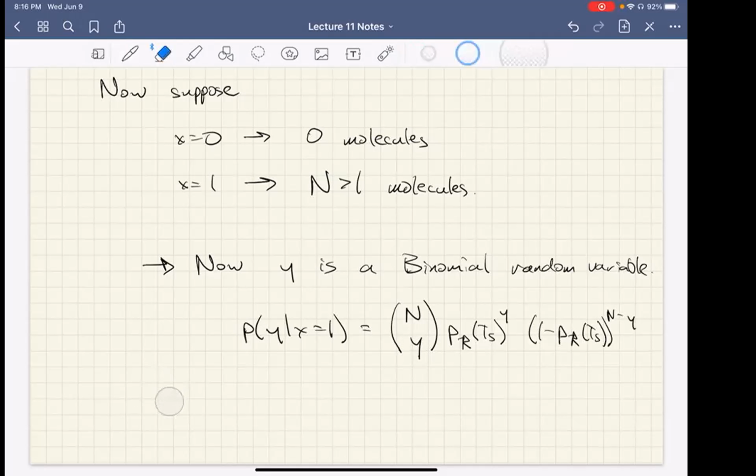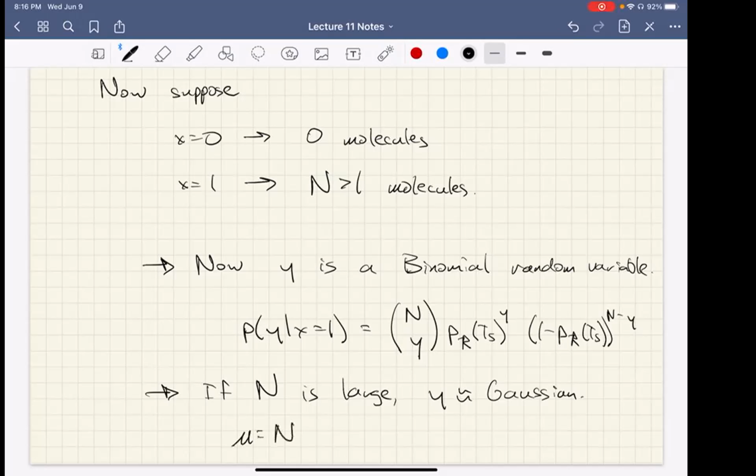Moreover, if N is large, y is approximately Gaussian. We talked about the mean and variance. The mean is now N times P_R(T_S), and the variance is N times P_R(T_S) times 1 minus P_R(T_S).